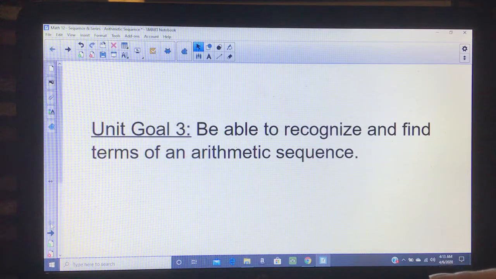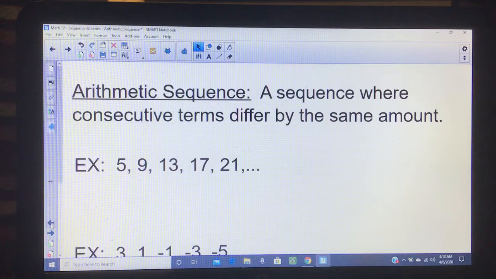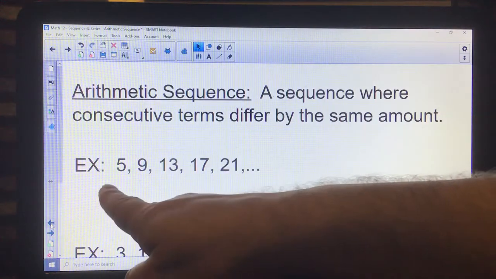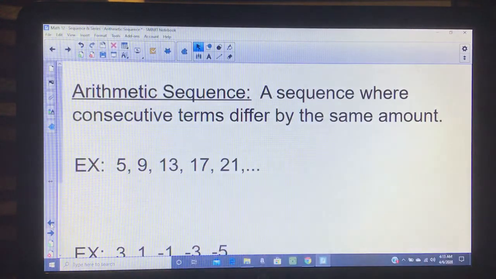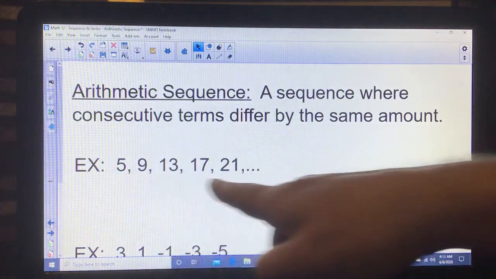Let's talk about what an arithmetic sequence is, and then how we can find any term of an arithmetic sequence. An arithmetic sequence is a sequence where consecutive terms differ by the same amount. It's just a fancy way of saying it goes up by the same number. Here's my first term, my second, my third, my fourth. This is arithmetic because they jump up, or they could go down as well, like in the next example. They can go up or down by the same amount.